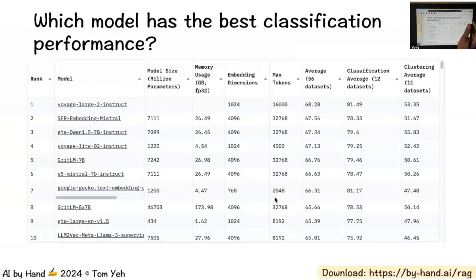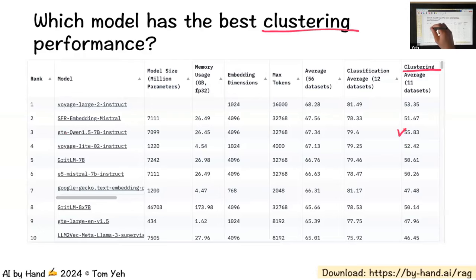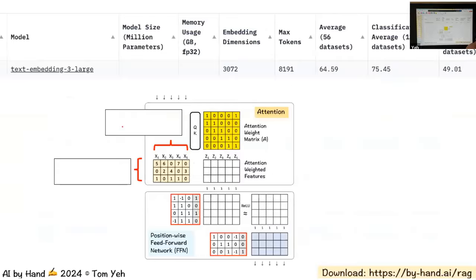And some other consideration, like the actual downstream task. For which model has the best classification performance, you go to this column, the classification average. This one is highest, so you use this Voyage instruct model. And if you would like to do clustering, you check out this clustering task and go down. It's kind of close, but which one is highest? This is slightly higher than the others. So you use this GTE-01, I believe from Alibaba, the Chinese model.